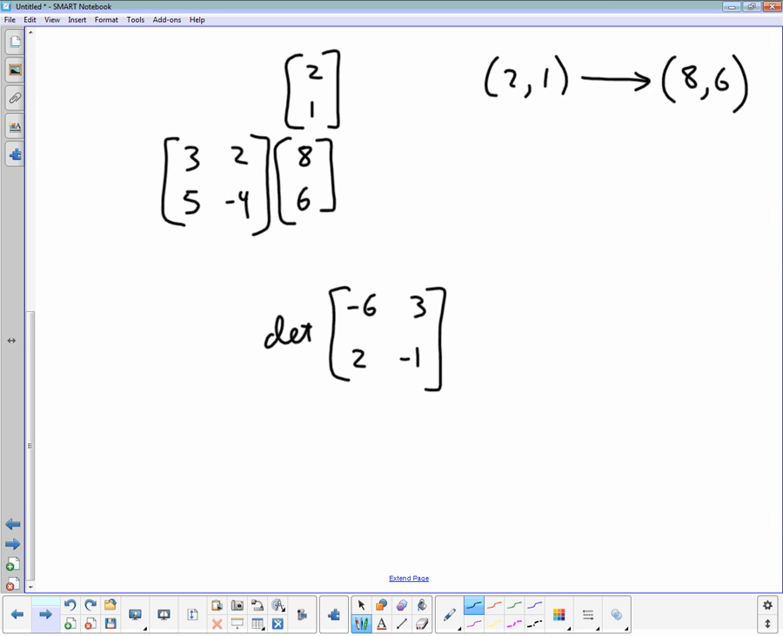What did you get? 0. This matrix, matrices that have a determinant of 0 are weird. They have a special name. They're called singular. And what happens is that I wind up getting really goofy stuff. Okay? Let's, for example, try this.